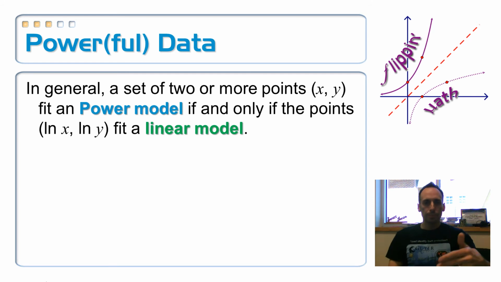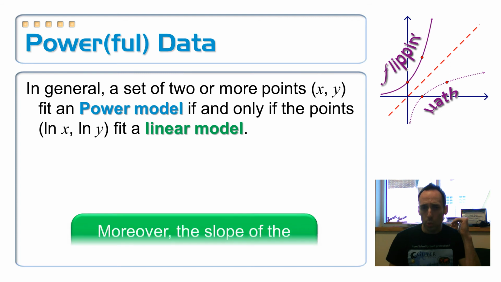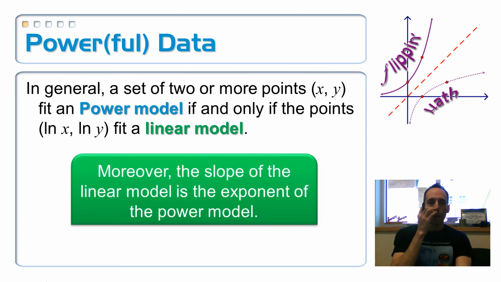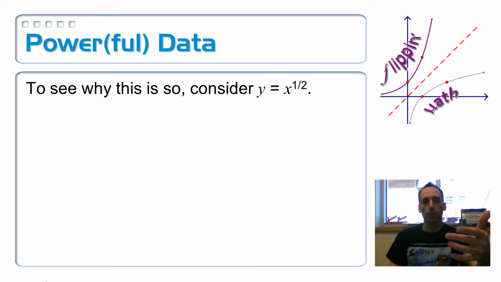So in general, if you have a collection of points that you think fit a power model, a power function, then you need to graph both the natural log of x comma the natural log of y, and that one would have to fit a linear model in order for the original set of data to be a power model. Whew, right? Not only that, but the slope of that linear equation is going to be the exponent of the power model. All right. So again, let me go through an example so that you can see the math happen here, see what's going on.